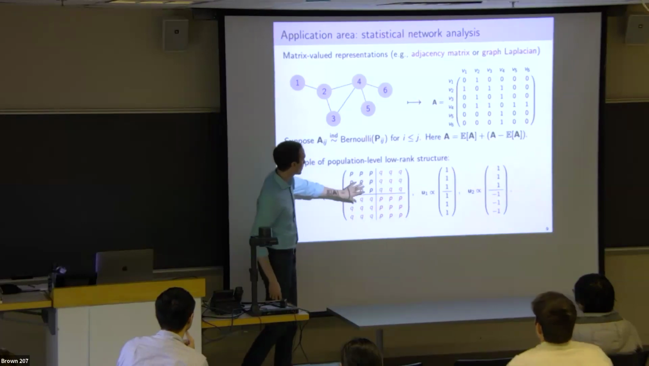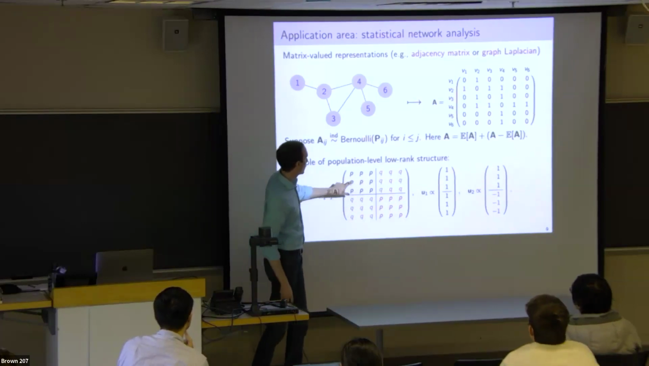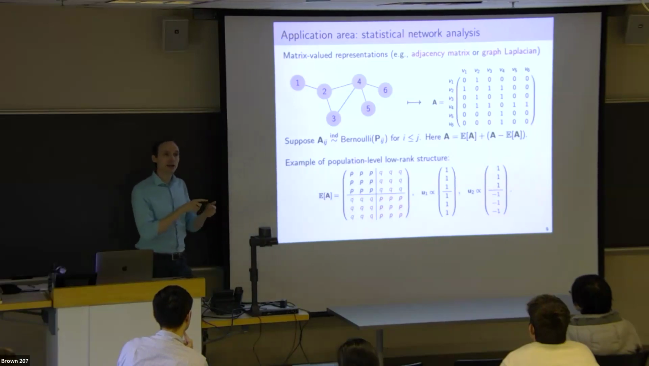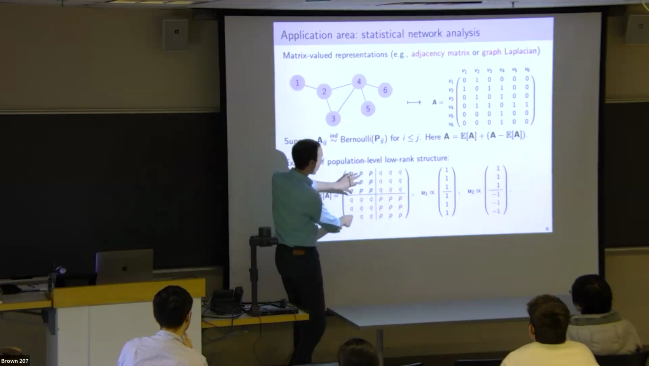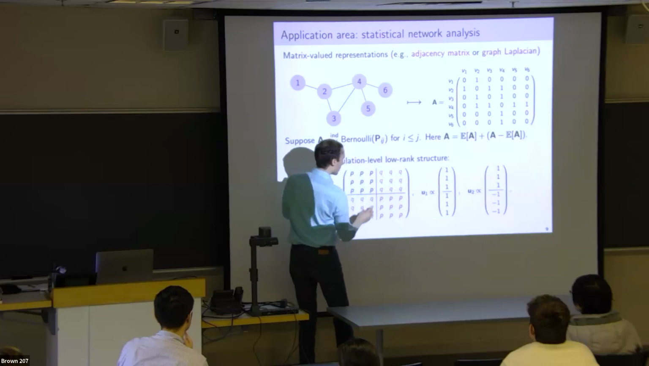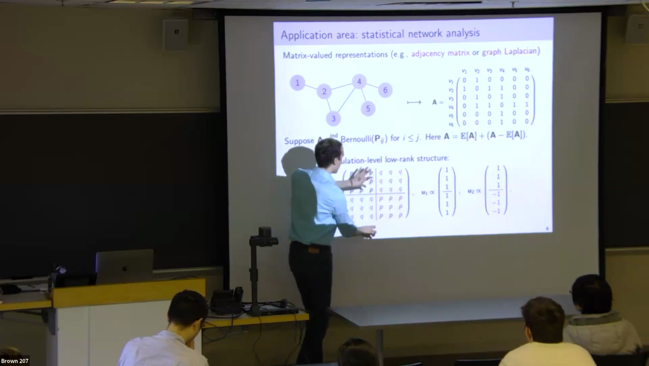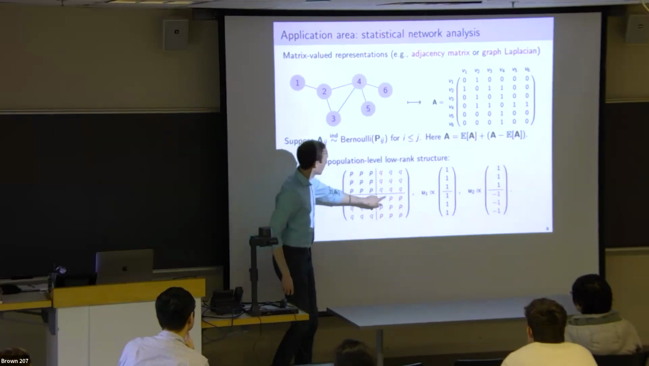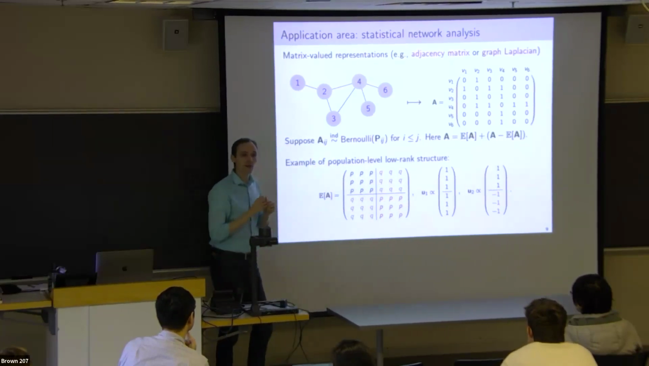And so here what this matrix is saying is entry ij gives you the probability that node I and j form an edge. So we have all p's here, we have all q's here, meaning all nodes within the same block have probability p of connecting with each other. And nodes in different communities have a different probability.